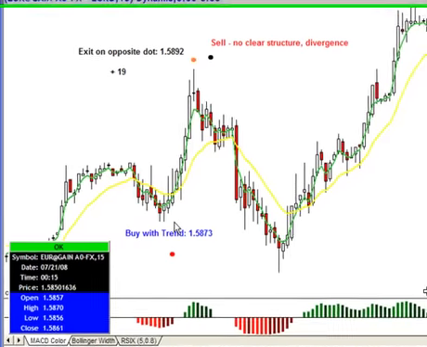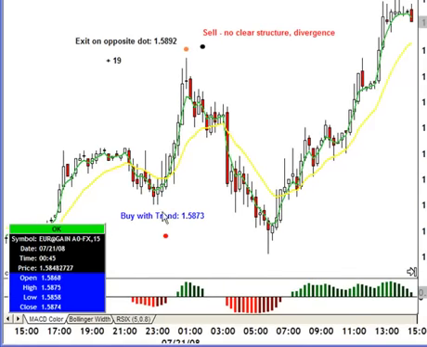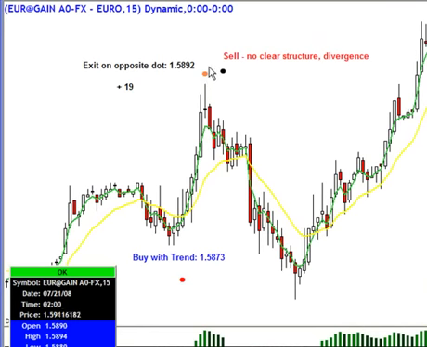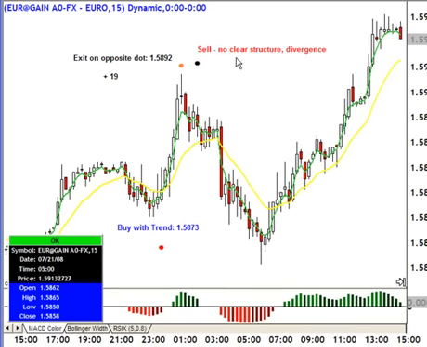The week started out on the 21st with a buy with trend, and we exited that position on a reversal dot for a total of 19 pips. And that dot was followed up with a black dot, which is a sell but no trend, and we only take those dots if there's clear structure or divergence occurring, and neither of those occurred on this dot, so we did not take that.